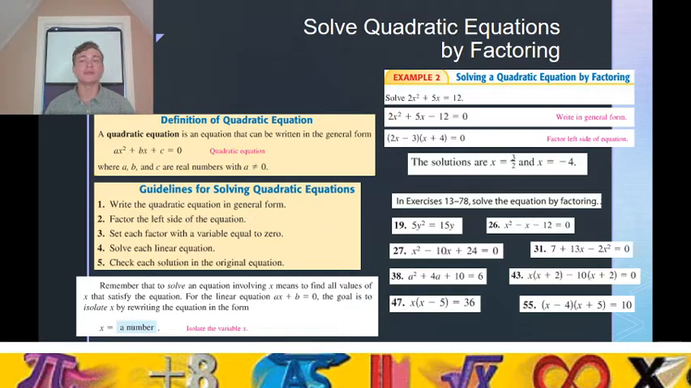If you plug 14 back into that number 55, you'll get 14 minus 4, which is 10. You'll get 14 plus 5, which is 19. 10 times 19 is 190. That is not 10. So that is not possible. What you have to do for 55 is first multiply your two binomials and then get it set equal to 0 by subtracting the 10, thus allowing you to have a polynomial set equal to 0.